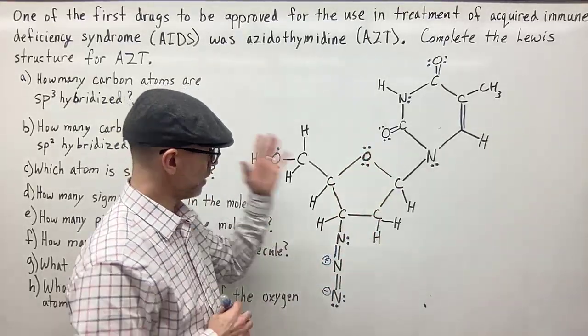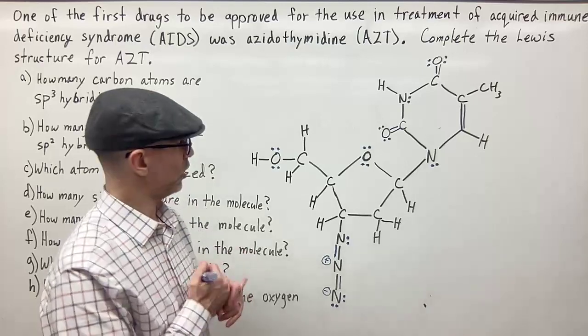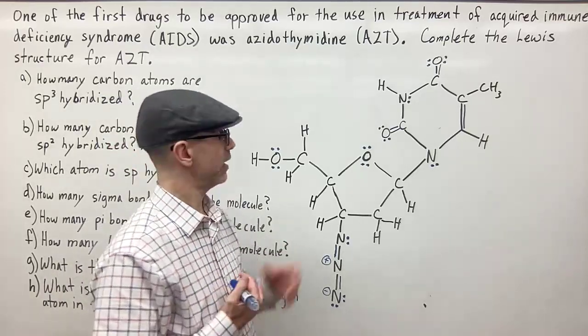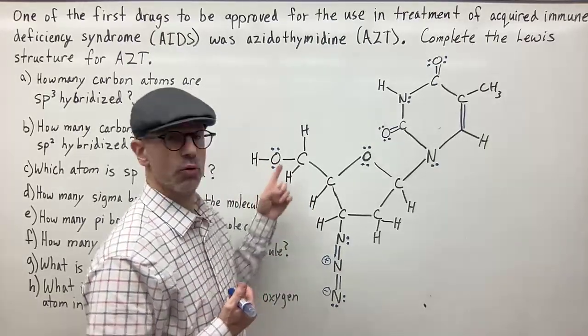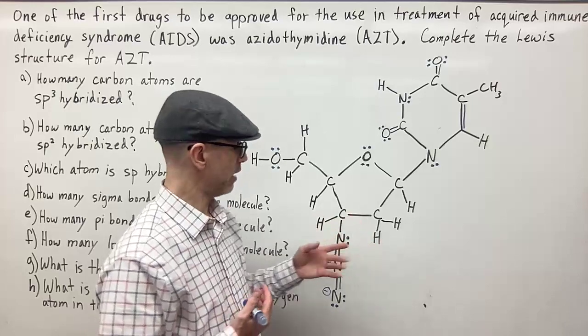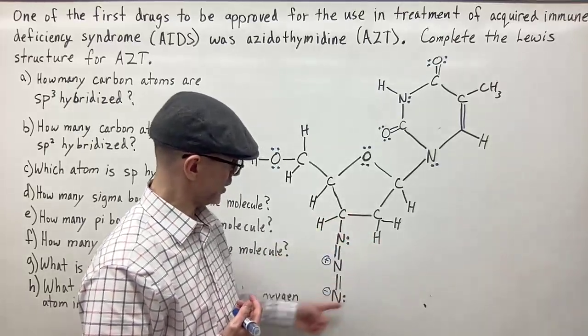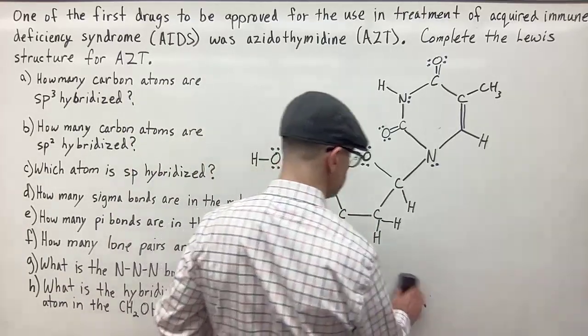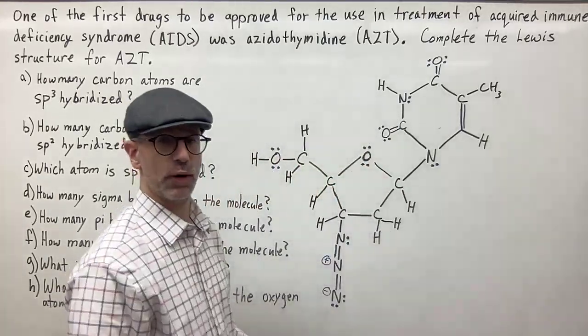So we've gone through the molecule. We've given all of our atoms an octet, and we've allowed them to have the bonding pattern that they usually have, with the exception of down here. Okay, now that we have that done, now we can answer the questions.